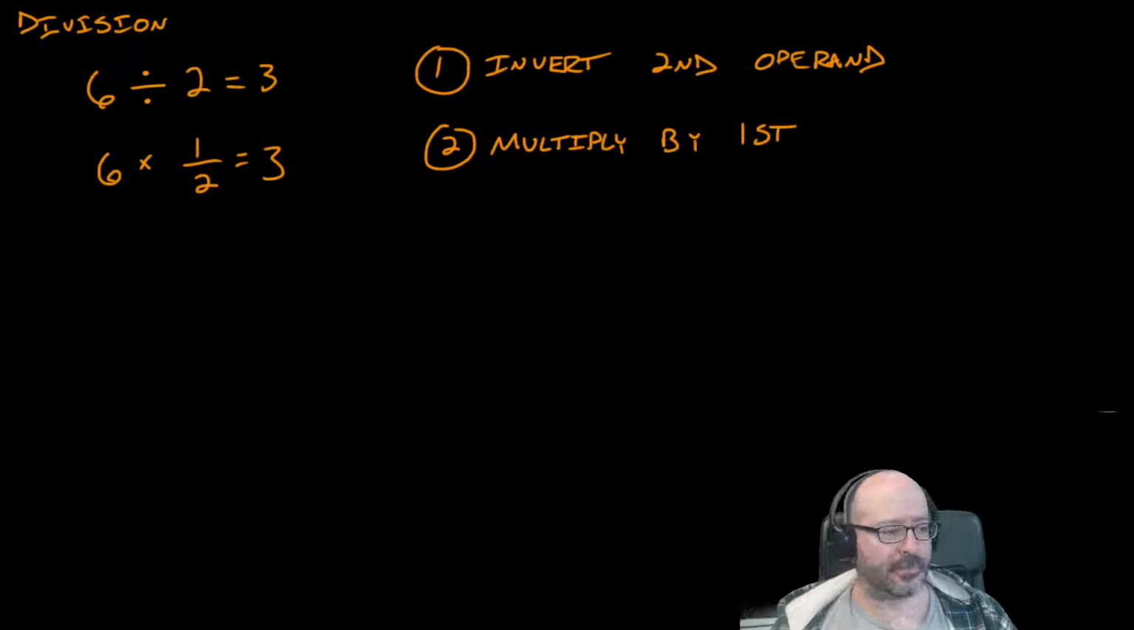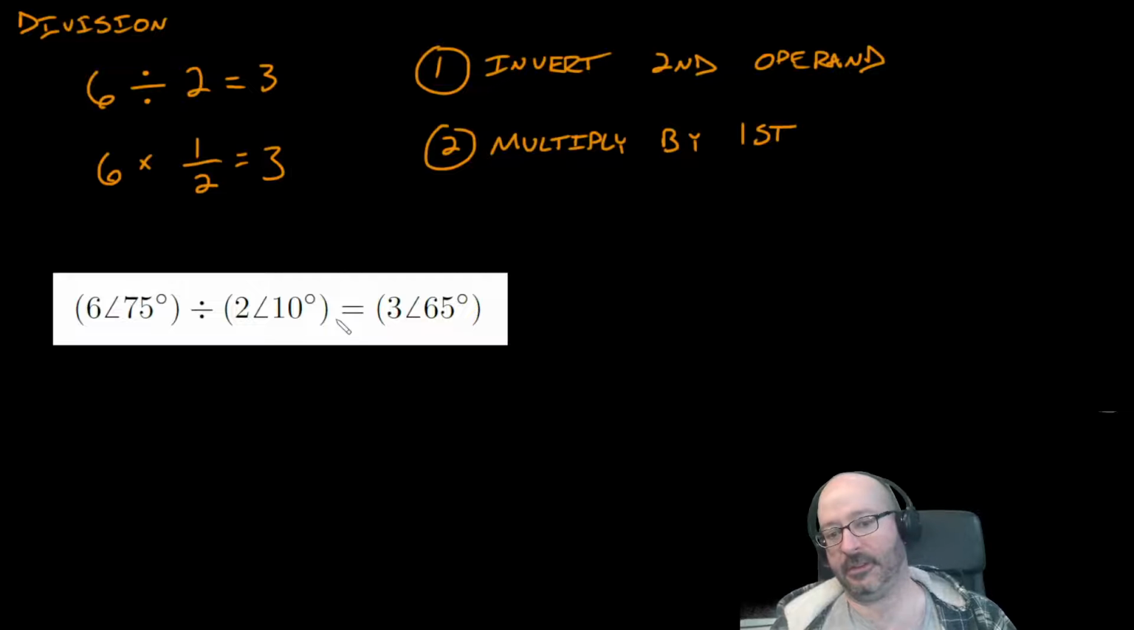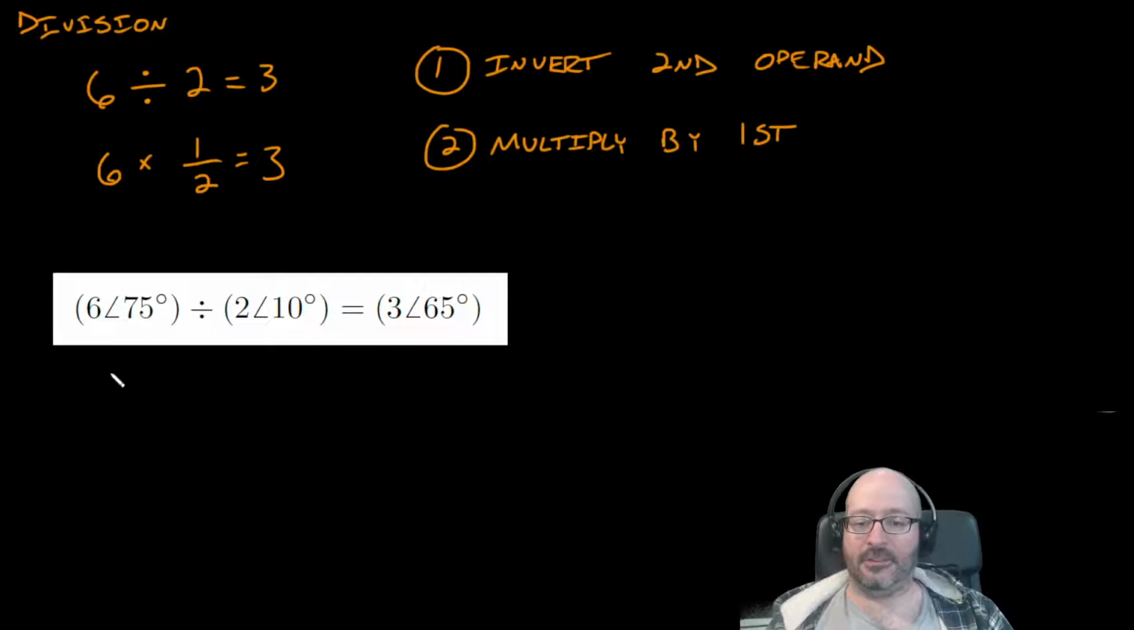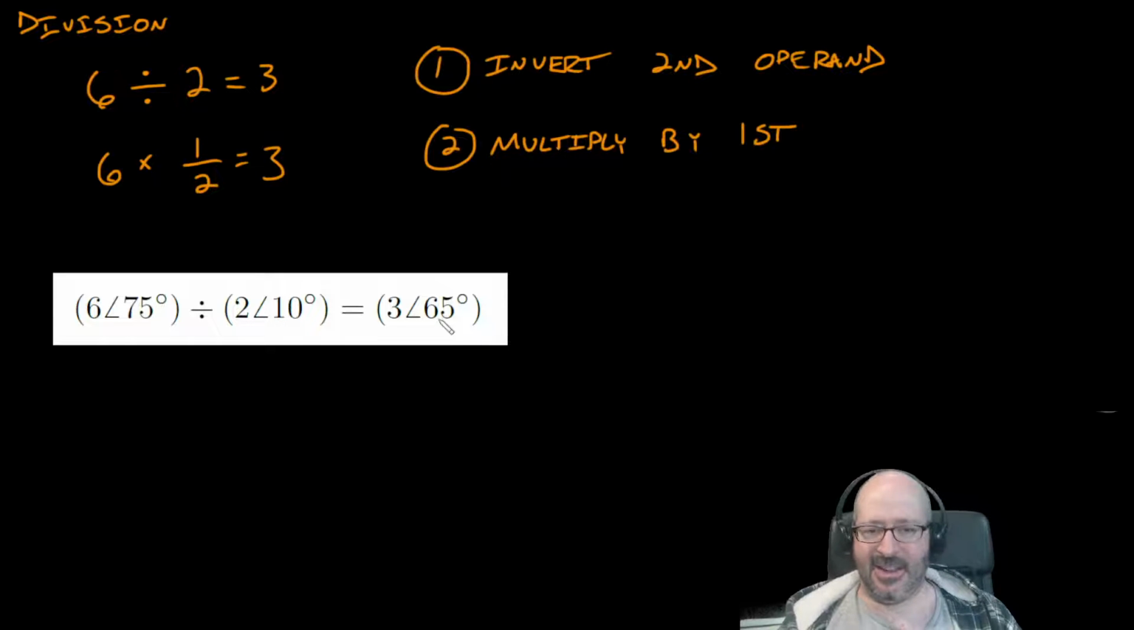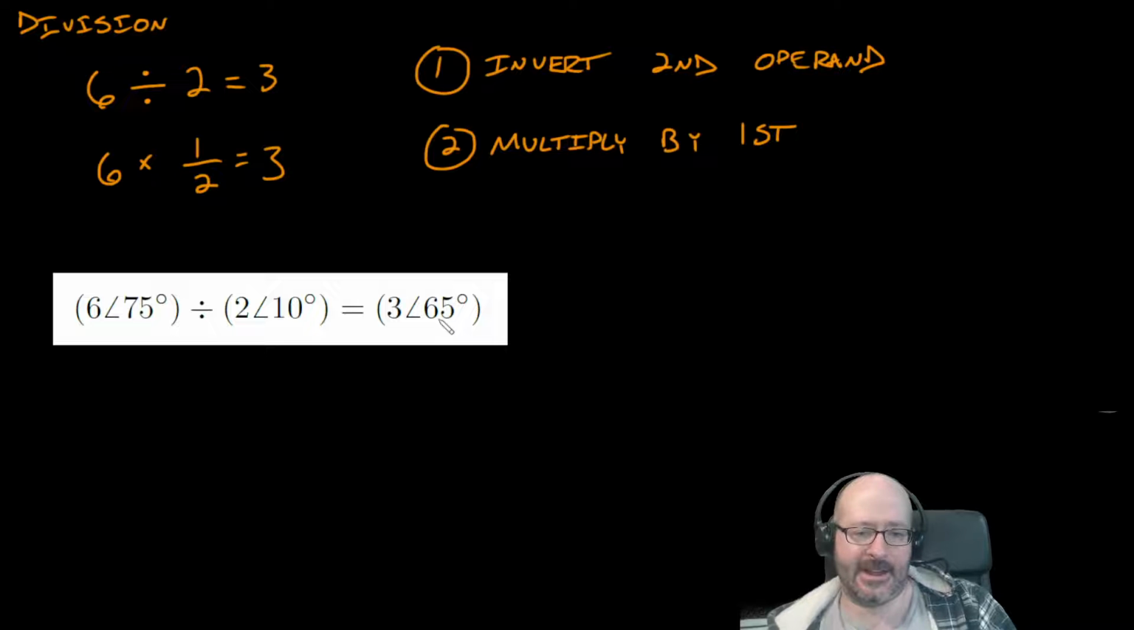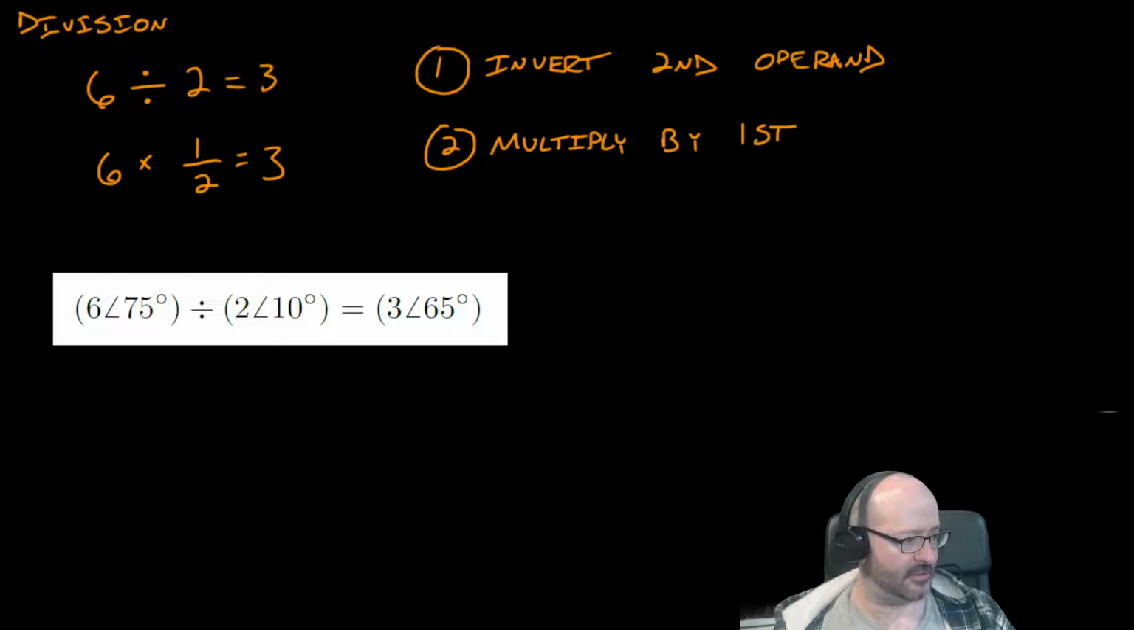Okay, so let's get an example. Let's get a 2D example. There's your 1D example. Let's get a 2D. Complex numbers, right? And this is going to be easier in polar. So we have 6 at an angle of 75 divided by 2 at an angle of 10, and that's going to end up being 3 at an angle of 65. Okay, so let's figure this out here. Do I have this generally somewhere? Yeah, I do. We'll do that at the end.